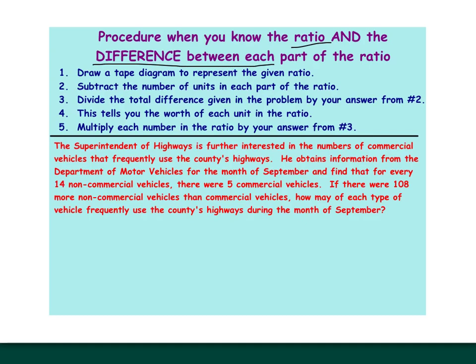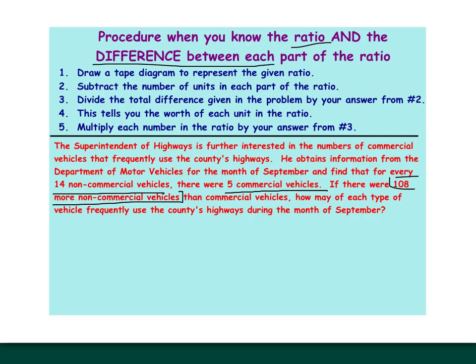Here it says the superintendent of highways is further interested in the number of commercial vehicles that frequently use the county's highways. He obtained information from the Department of Motor Vehicles for the month of September and found that for each 14 non-commercial vehicles, there were 5 commercial vehicles. It tells me that there were 108 more non-commercial vehicles than commercial vehicles. We want to know how many of each type of vehicle frequently uses the county's highways during the month of September.